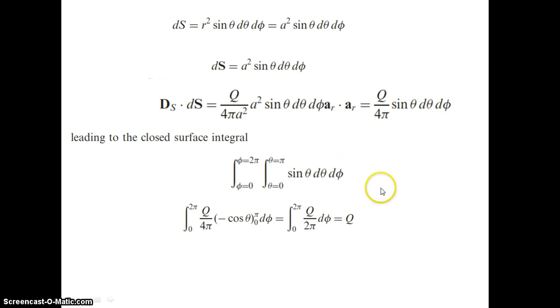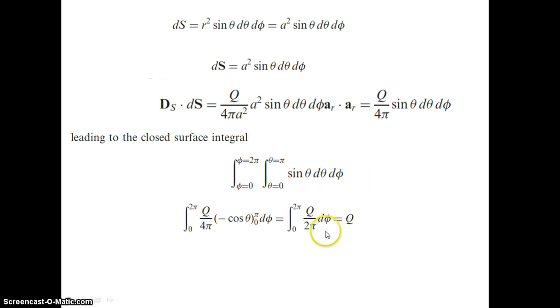So now you integrate this. According to Gauss law, the integral of D dot dS equals Q. This is a surface integral, so you have to integrate it twice, for theta variation and phi variation. Theta varies between 0 to pi, and phi varies between 0 to 2 pi. Okay. So sin theta d theta d phi.